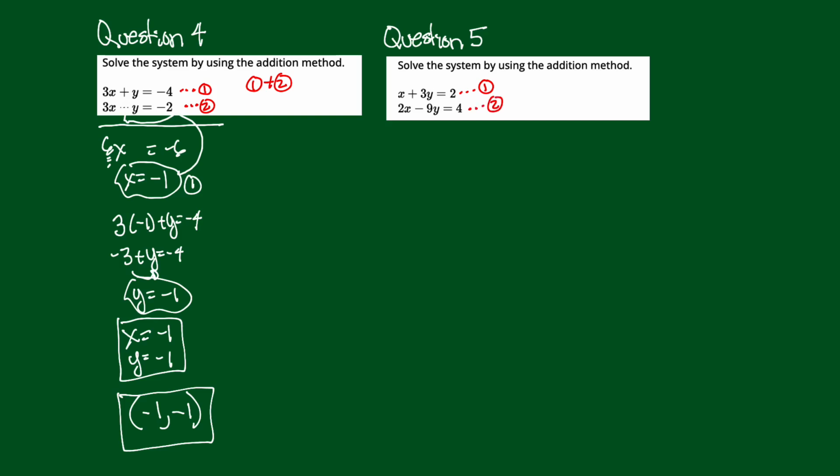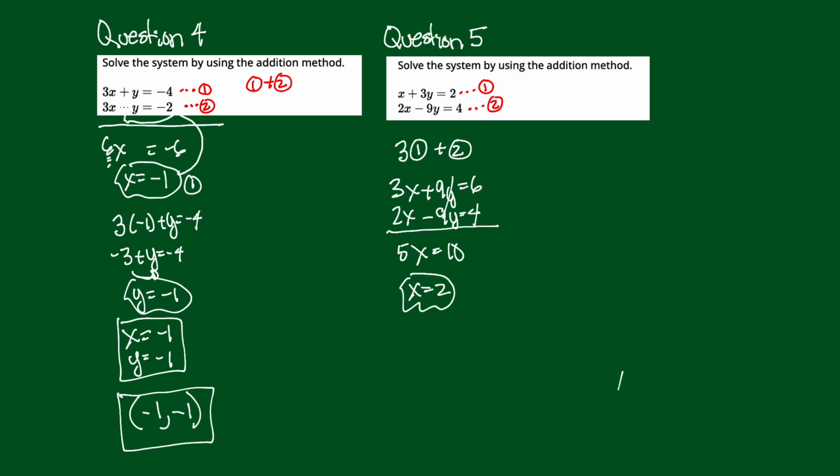And my plan is this. I'm going to take 3 times equation 1, add it to equation 2. Now here's what that's going to look like. I'm just going to go ahead and do it. Multiply everything in equation 1 by 3. I'll get 3x plus 9y equals 6. And then equation 2 is 2x minus 9y equals 4. Add them together. I'll get 5x, the y's are gone, equals 10. Divide by 5, we'll get x equals 2. So I got 2 for x.